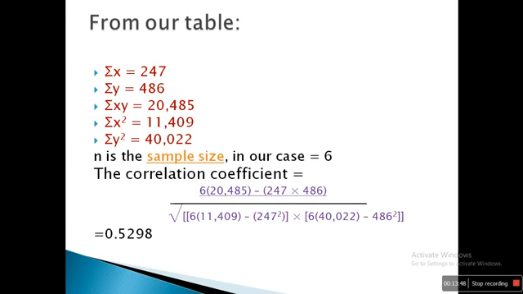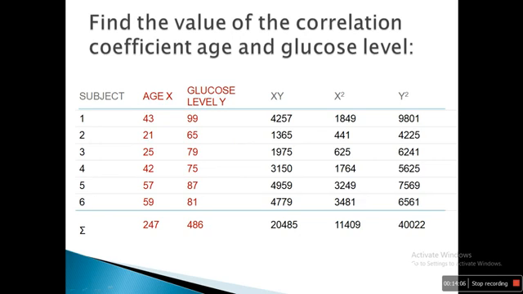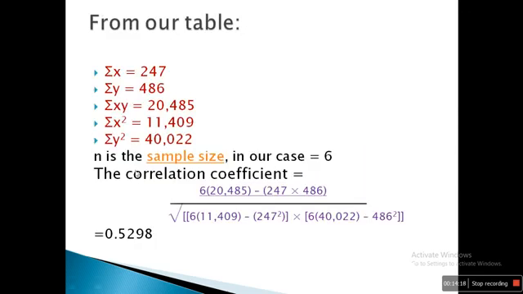So now these are our values. From our table we have got this: sigma x is 247, sigma y is this, sigma xy is this, sigma x square is 11,409, and sigma y square is 40,022. I'm taking you back to the table to see once again what we have done. So sigma x square and sigma y square are the things that you should understand. And then we go ahead. N is the sample size, and in our case it is 6.